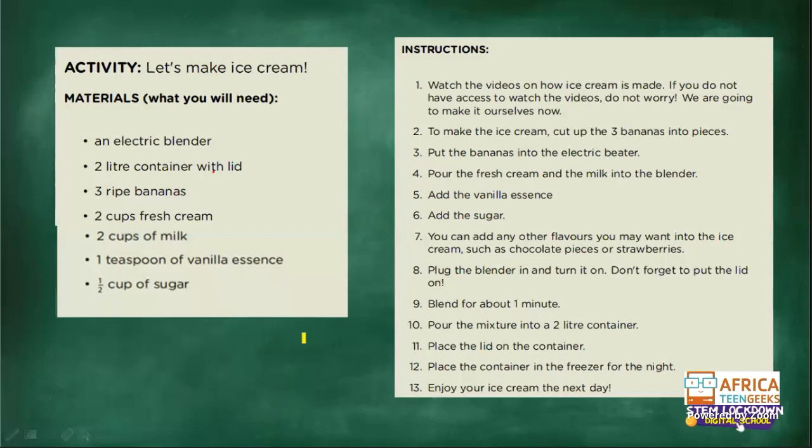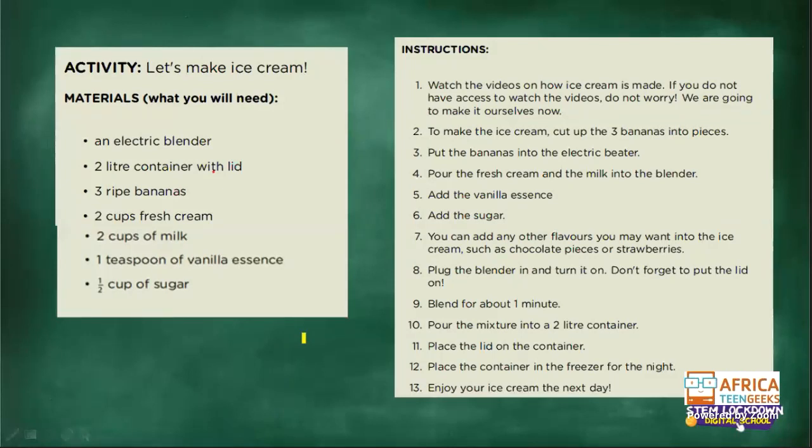So we are just going to look at the instructions. Okay, let's read number 2. To make the ice cream, cut up the 3 bananas into pieces. So this is obviously going to be banana ice cream. Put the bananas into the electric beater. Again here, think in your mind, what state is a banana? Is it a liquid or is it a solid?